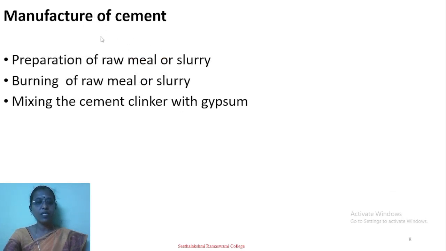Manufacture of cement consists of 3 steps. First step is preparation of raw meal or slurry. Second step is burning of raw meal or slurry. Third step is mixing the cement clinker with gypsum.